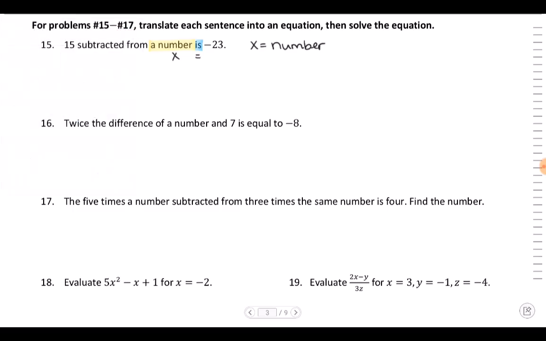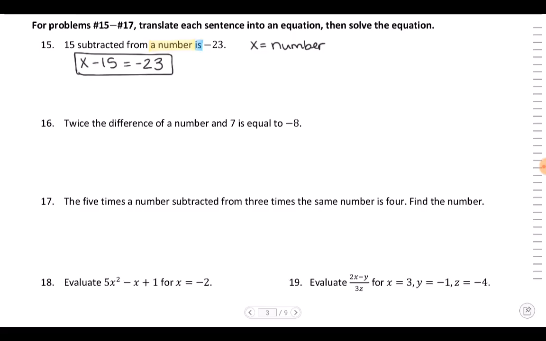And then when it says subtracted from, that means you have to start with the x to subtract from it, right? So x minus 15. Let me rewrite this up here. x minus 15 is negative 23. Let me erase those things there. Okay. So a number is my x, is my equals word. And now this is the translation, so this is part of your solution. I'm going to go ahead and box that because I needed to translate first.